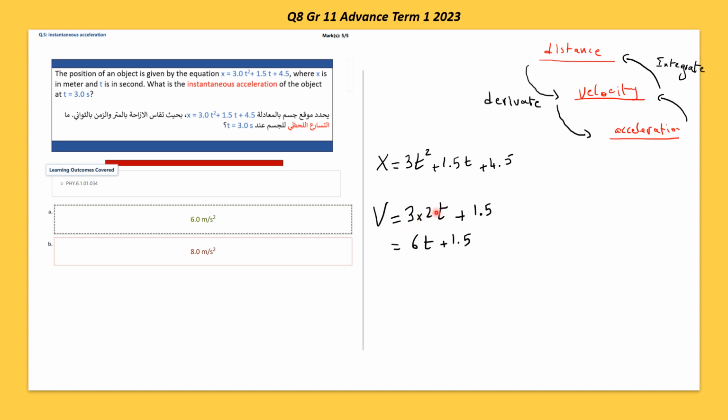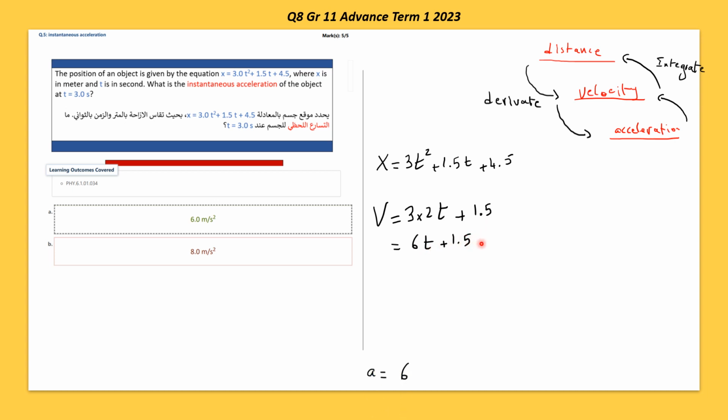By doing the derivative, always the power should be minus 1. So here t to the power of 2 becomes t to the power of 1. But no need to write t to the power of 1. And we need to multiply the power by the coefficient. Here in this case, 3 multiplied by 2, it's 6t plus 1.5.